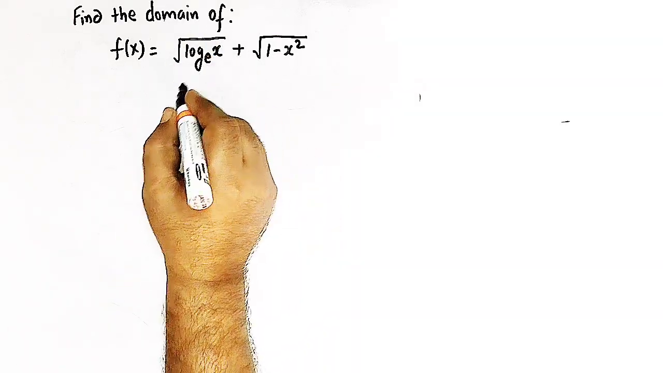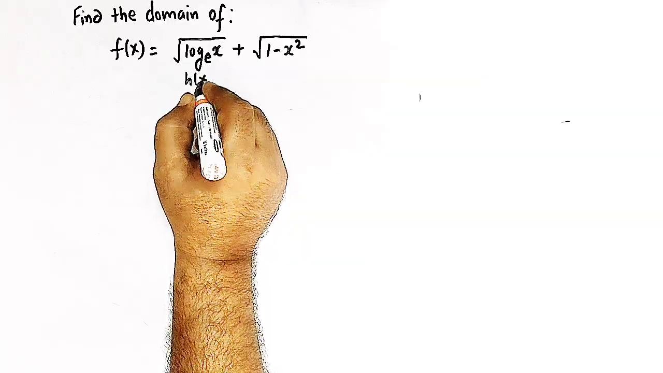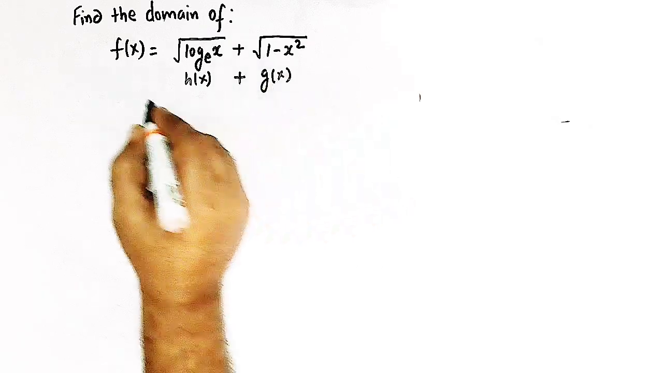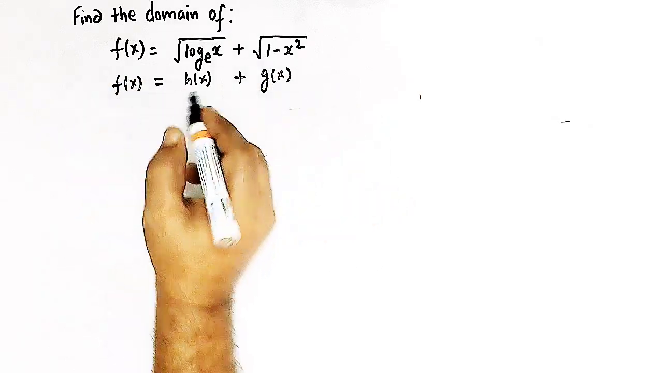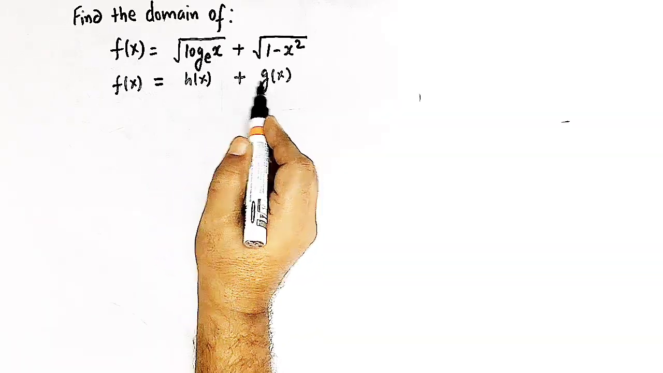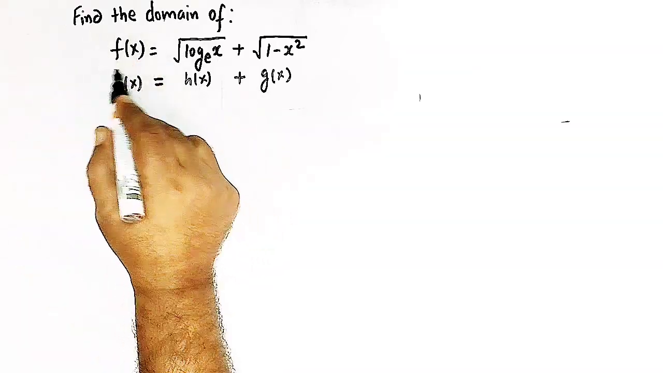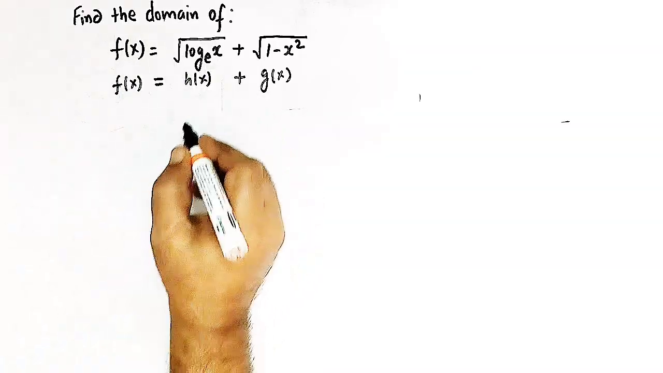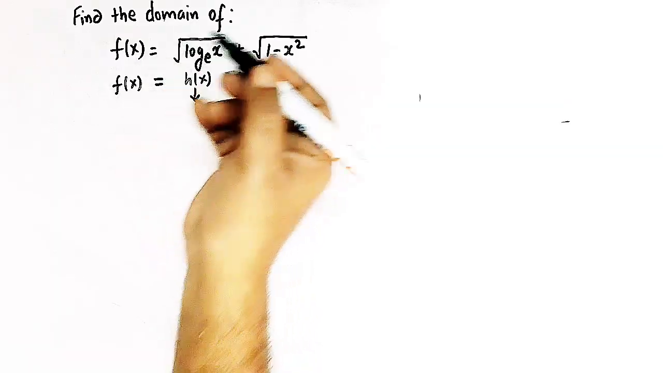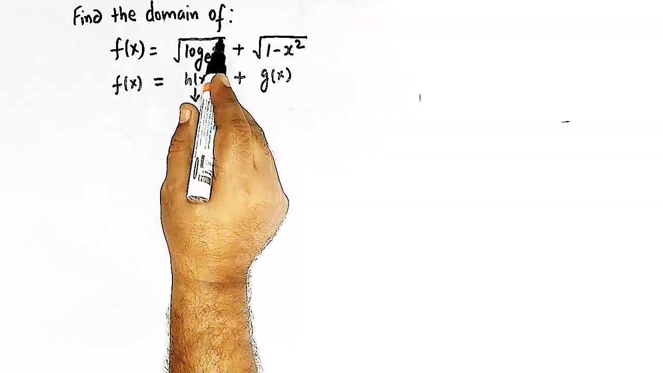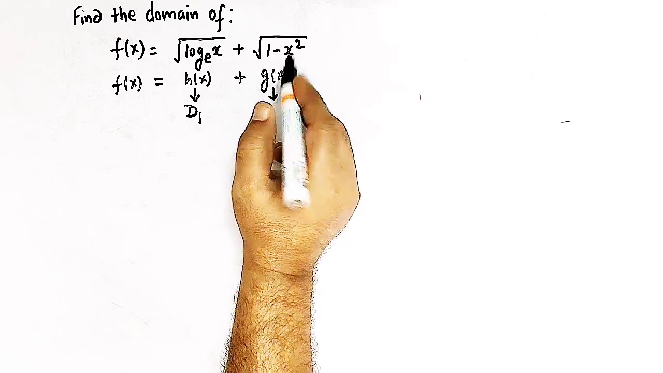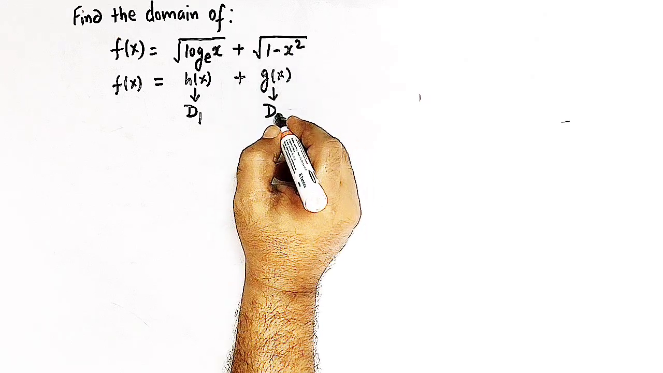So let us call this function as say h of x, and let us take this function as g of x, right? So here f of x is equal to the sum of the functions h of x and g of x. So in order to find out the domain of this function f of x, we'll first find out the domain of this function h of x, and let us consider the domain of this function h of x as d1, and the domain of this function g of x as d2, right?